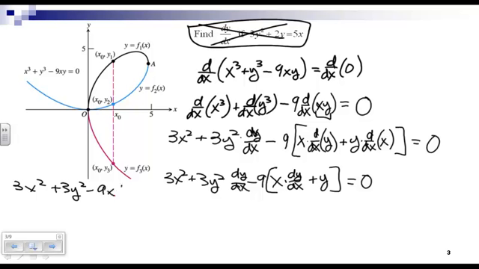minus 9x dy/dx. Wait, you dropped the dy/dx after the 3y squared. Oh, you are so right. That is important.